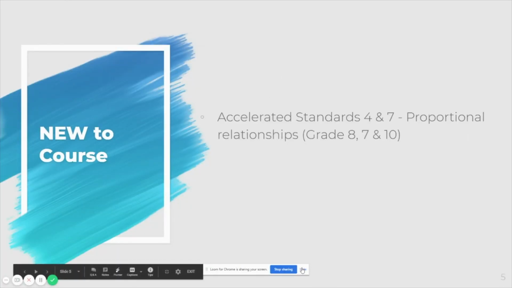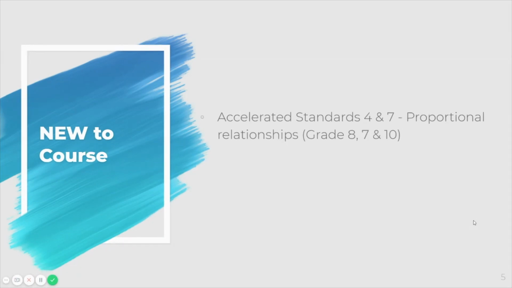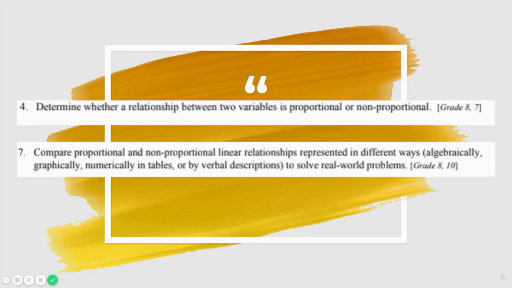In Accelerated, standards numbers 4 and 7 deal with proportional relationships. Those come from grade 8, standards 7 and 10. So students will need to be able to determine if a relationship between two variables is proportional or not proportional, and they will need to be able to compare proportional and non-proportional linear relationships shown in different ways: algebraically, graphically, numerically, or by verbal descriptions, what we commonly refer to as the rule of 4. They're going to be using those to solve real-world problems. So proportional reasoning has those two new standards in Accelerated Math 7.